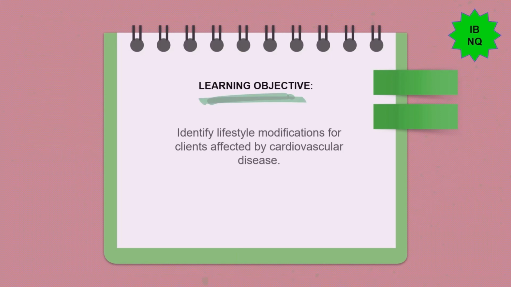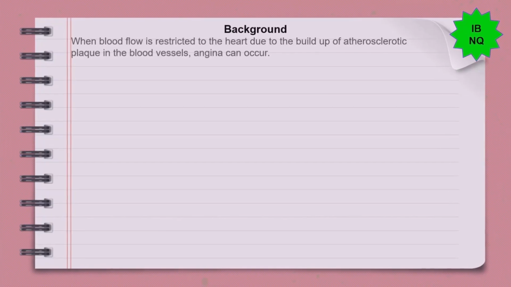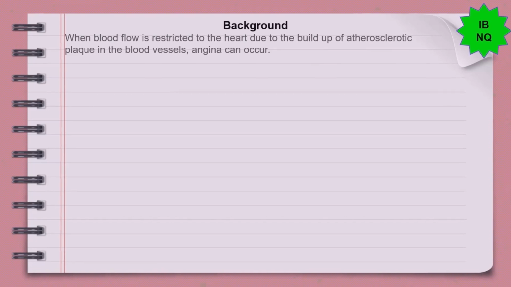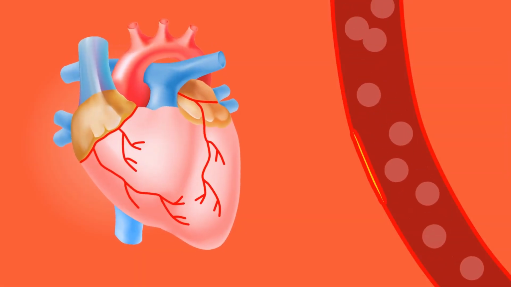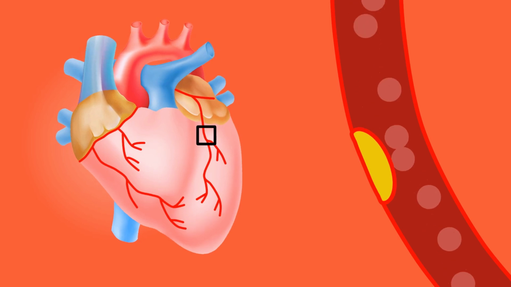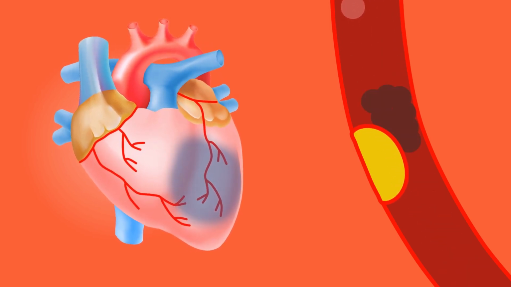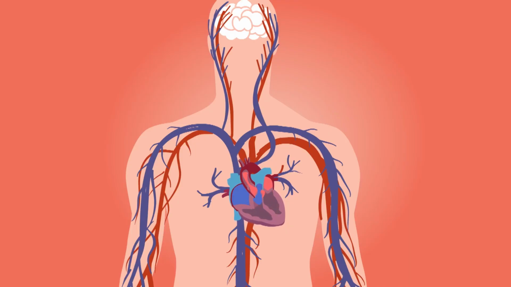Learning objective. Identify lifestyle modifications for clients affected by cardiovascular disease. Background. When blood flow is restricted to the heart due to the buildup of atherosclerotic plaque in the blood vessels, angina can occur. Angina is a symptom indicative of myocardial ischemia. The buildup of atherosclerotic plaque in the blood vessels can produce the narrowing of the coronary arteries, which is one of the main contributing factors to angina.